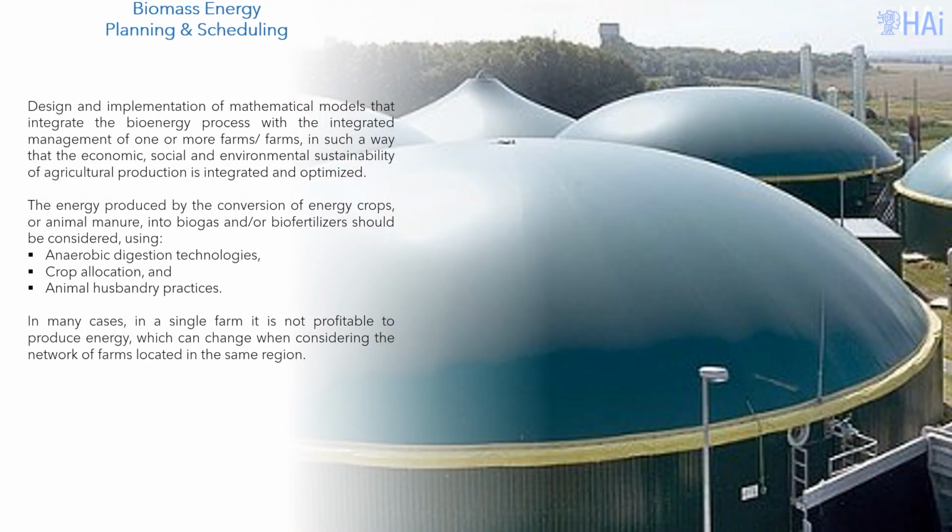Biomass energy planning and scheduling. Design and implementation of mathematical models that integrate the bioenergy process with the integrated management of one or more farms, in such a way that the economic, social and environmental sustainability of agricultural production is integrated and optimized. The energy produced by the conversion of energy crops or animal manure into biogas and/or biofertilizers should be considered, using anaerobic digestion technologies, crop allocation, and animal husbandry practices. In many cases, in a single farm it is not profitable to produce energy, which can change when considering the network of farms located in the same region.